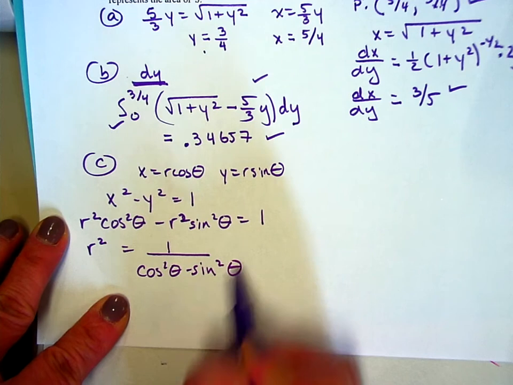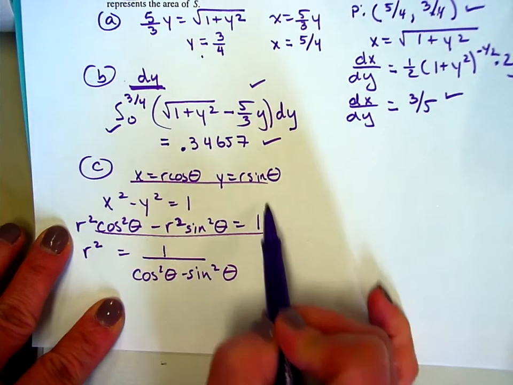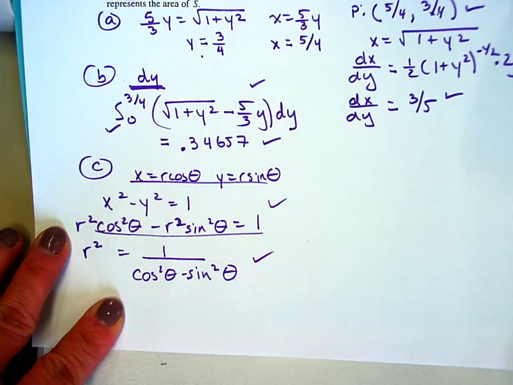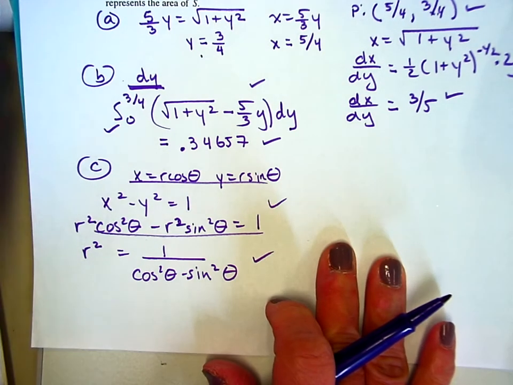Okay, really it's a point for this relationship in the substitution and then a point for getting to the correct equation that they want you to show. 2 points for part C.